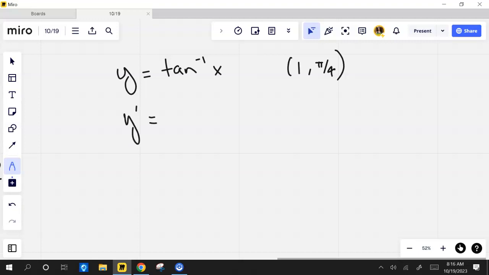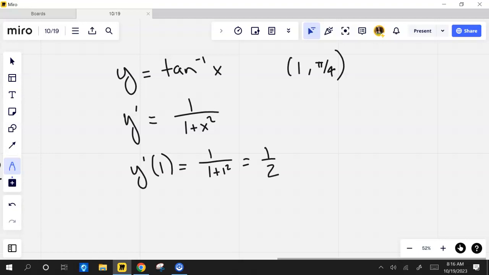So derivative of inverse tangent, that one I don't know off the top of my head. 1 over 1 plus x squared. So I'm going to do that at 1. 1 plus 1 squared, which is 1/2. And they gave me this point, that was mighty nice of them, because I don't have to plug in to find anything. So y minus pi over 4 equals 1/2 times x minus 1.